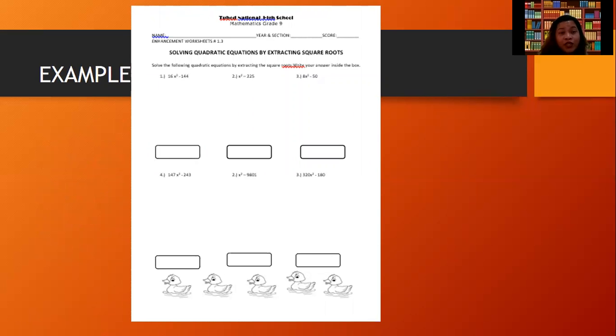So in your Worksheet 1.3, solving quadratic equations by extracting the square root, items 1 up to 6. Write your final answer in the box there. But supposed to be, the given there, you should equate it to 0. There is a technical error there. That is supposed to be 16x squared minus 144 is equal to 0. Equate all those equation statements there to 0. Since these are quadratic equations, they should be equated to 0.